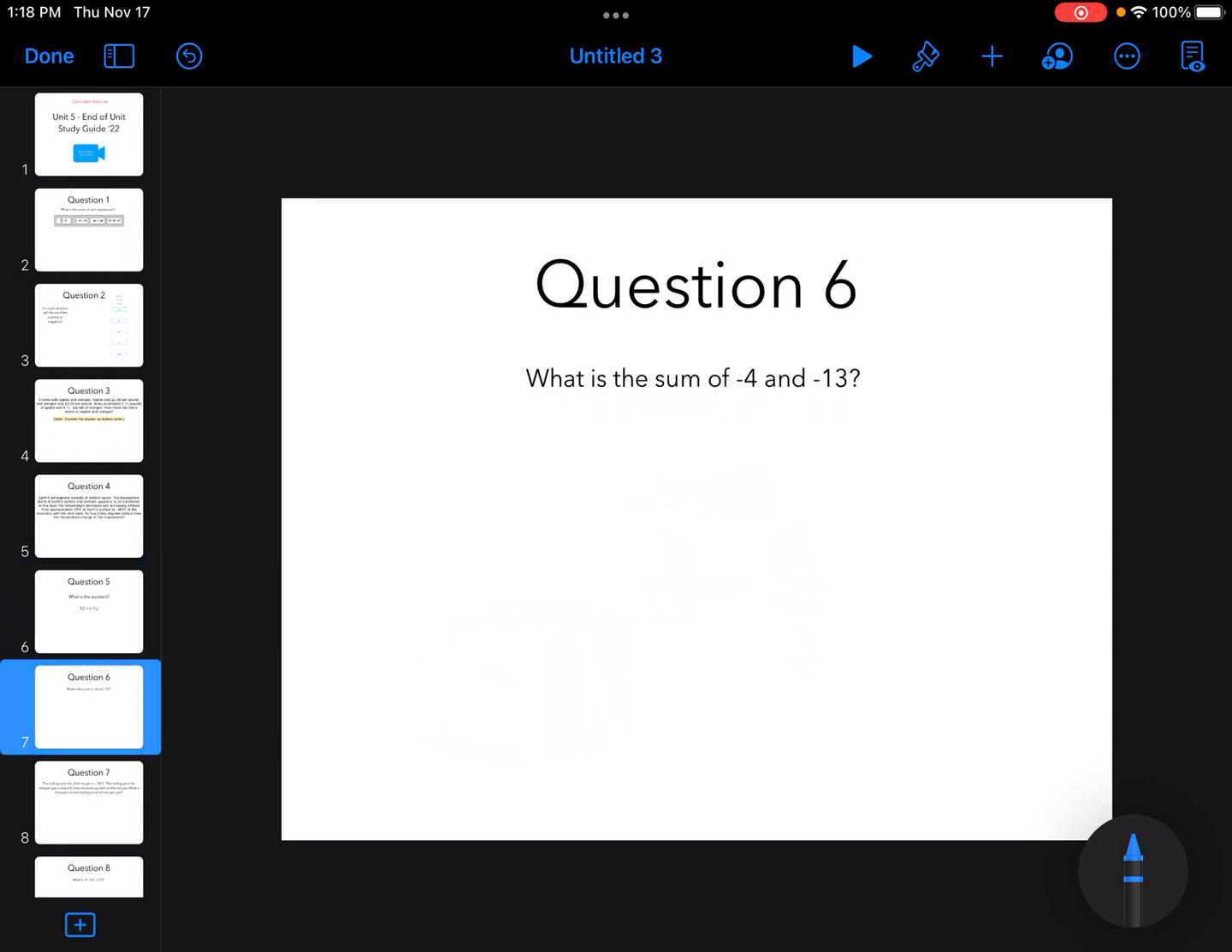All right, what is the sum? Sum tells me to add. So when the signs are the same, I'm going to add, and I get negative 17.